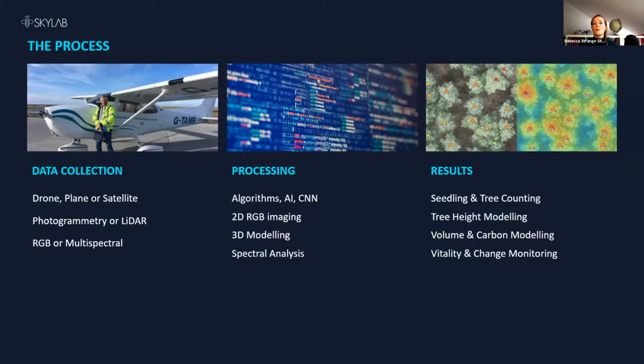So this is just an overview of the basic process. Firstly, you select your most suitable data source, capture the images, and then the raw images are processed by companies like us. That's what we do here at SKYLAB, with whatever tools are most suitable for the job. So that could be machine learning algorithms, it could be AI, or spectral analysis, 3D modeling. And then, of course, come the results that you get out of that. So the information and the fancy maps that can be used by the foresters on the ground.